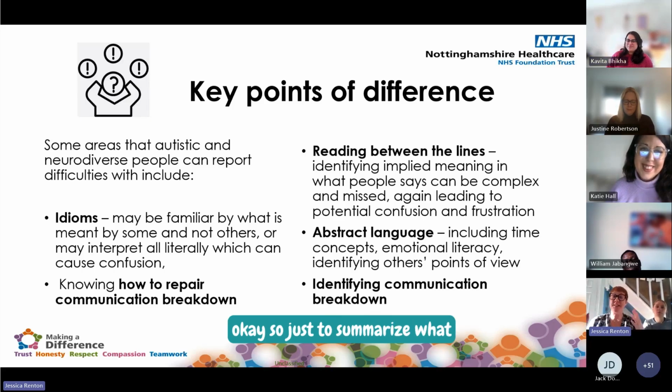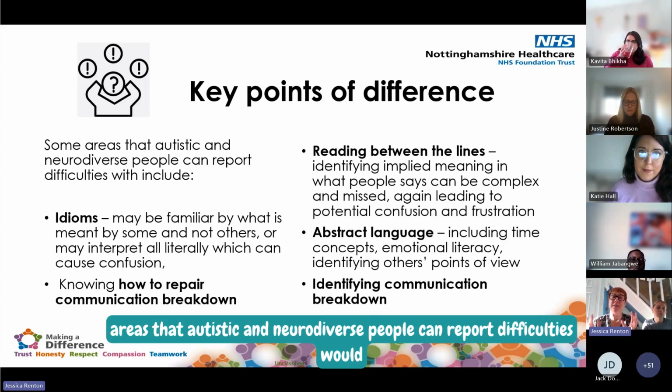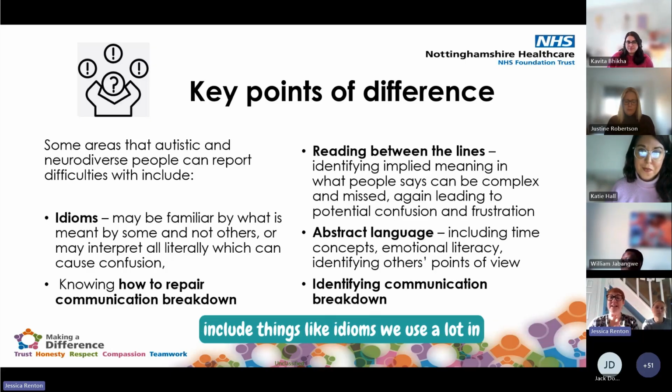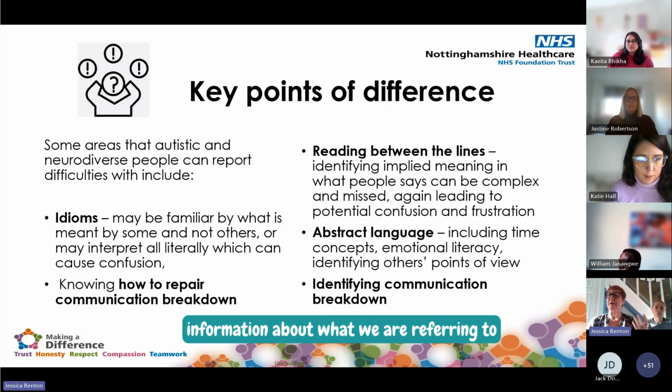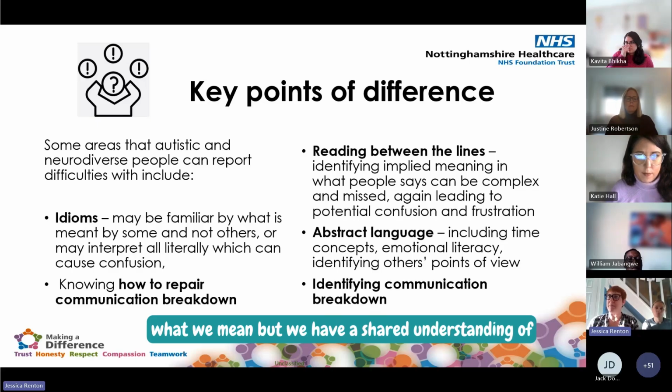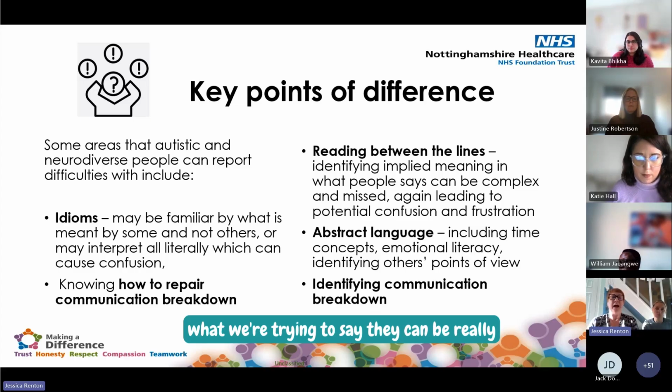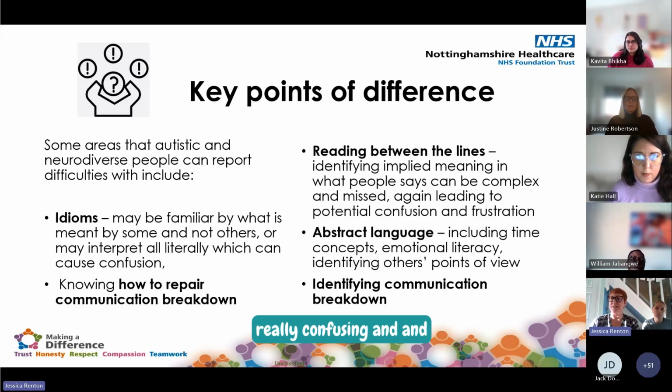Okay, so just to summarize what Kavita's just gone through, some areas that autistic and neurodiverse people can report difficulties with include things like idioms. We use a lot of idioms in the English language. We imply information about what we are referring to by using phrases that don't really say what we mean, but we have a shared understanding of what we're trying to say. They can be really, really confusing.